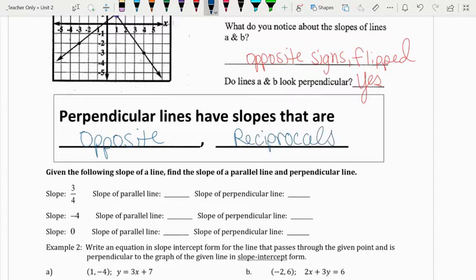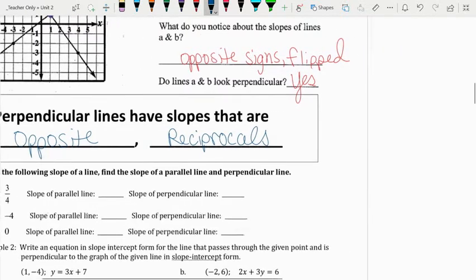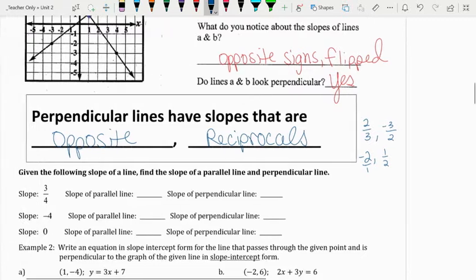Or they're opposite and then you flip them. Okay, so what we mean by that is one's positive, one's negative, and then they flip. So 2/3 perpendicular would be -3/2. Okay, if you have -2, your reciprocal would be a positive 1/2. Okay, because -2 is really -2/1. So flip it and then change the sign.